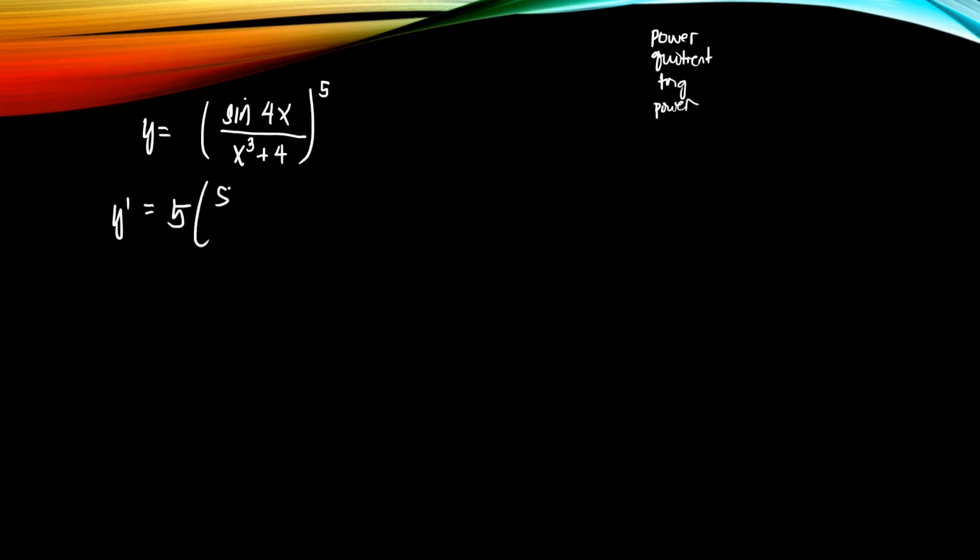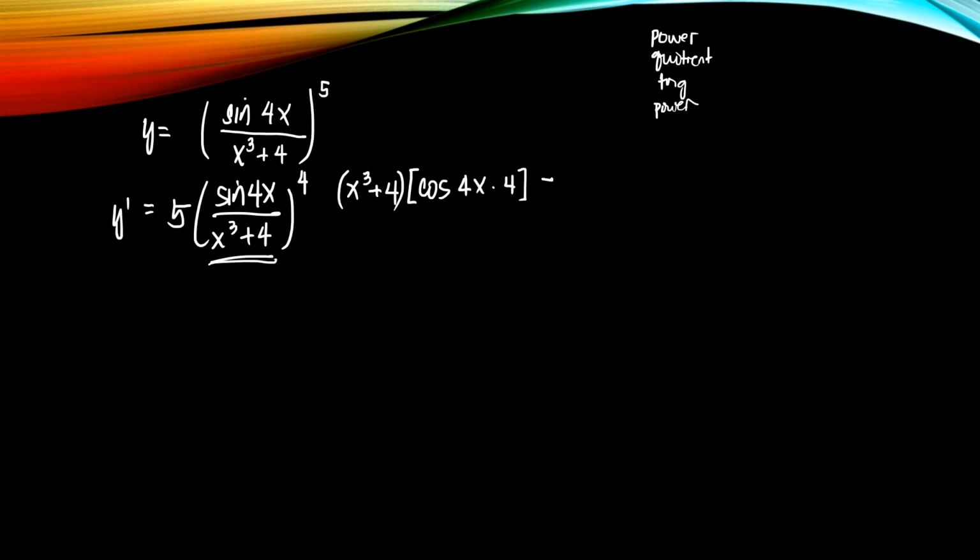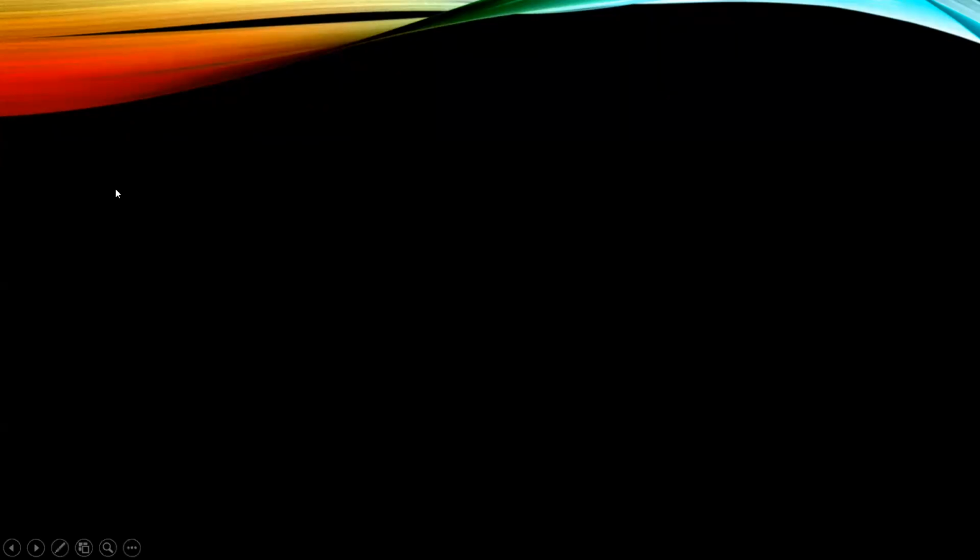N u to the n minus 1, and I will do the fraction. For the fraction, low, d high, the d high is what? Cosine 4x times 4 minus high. D low is 3x squared plus 0. I don't need to write the 0 anymore. Over low squared. Next.